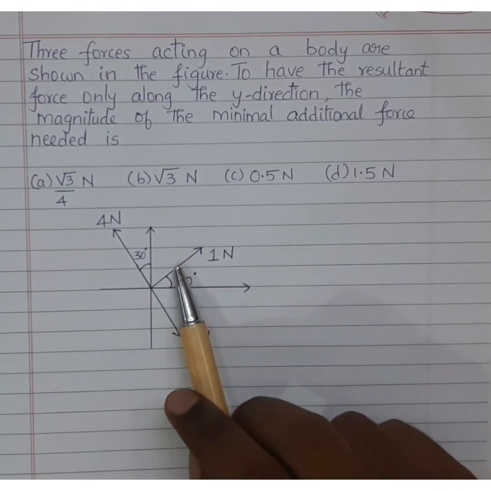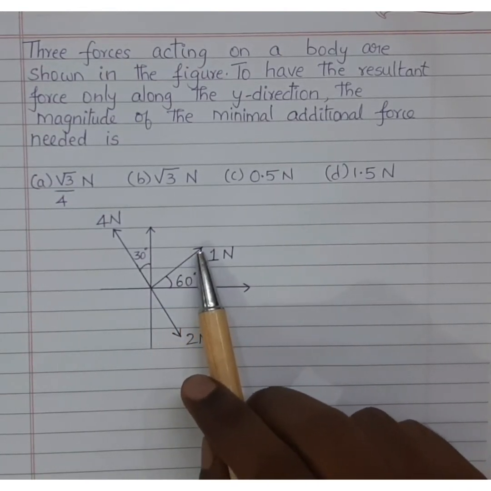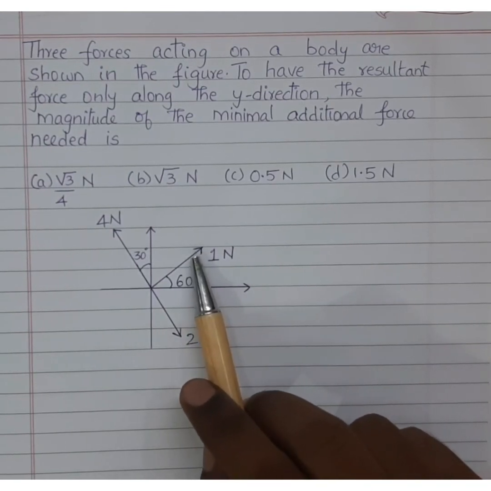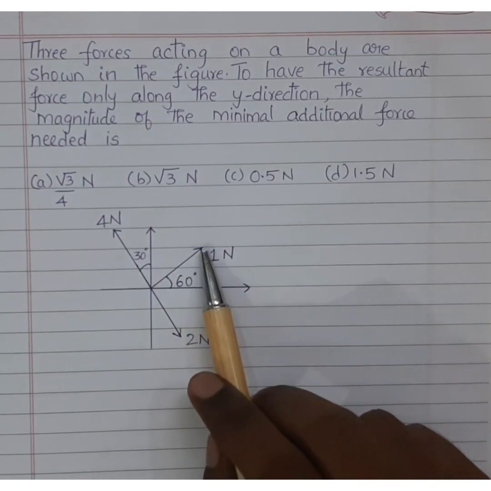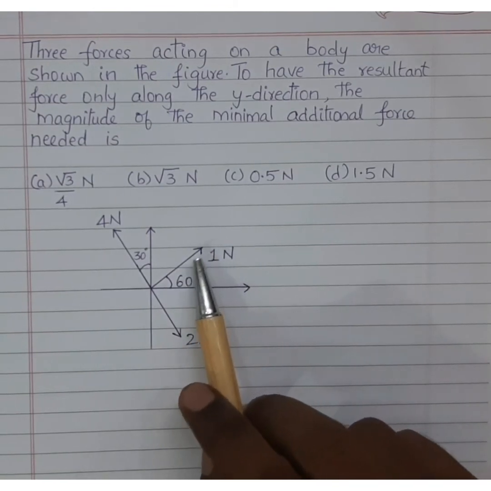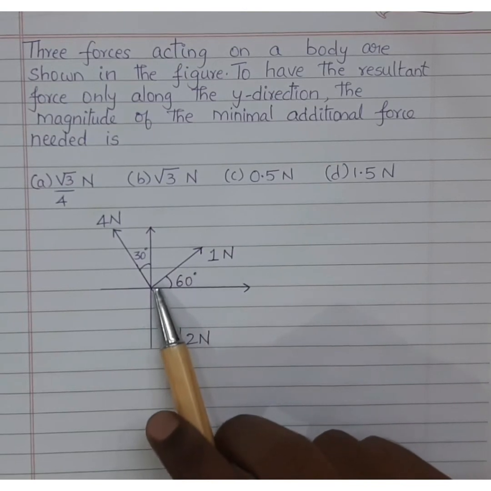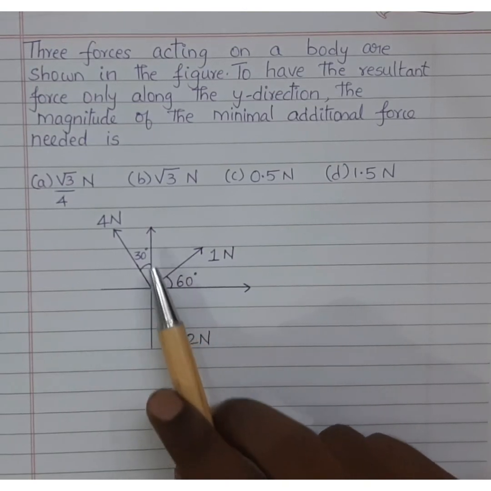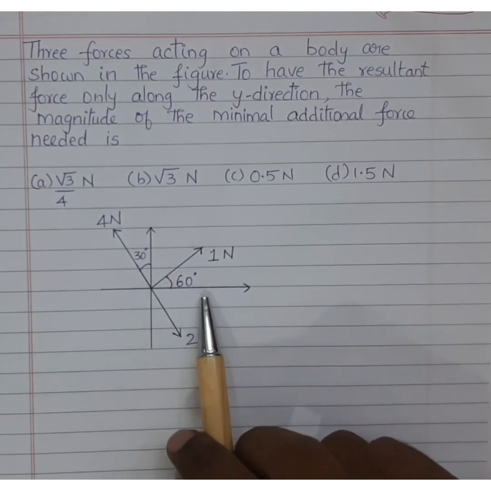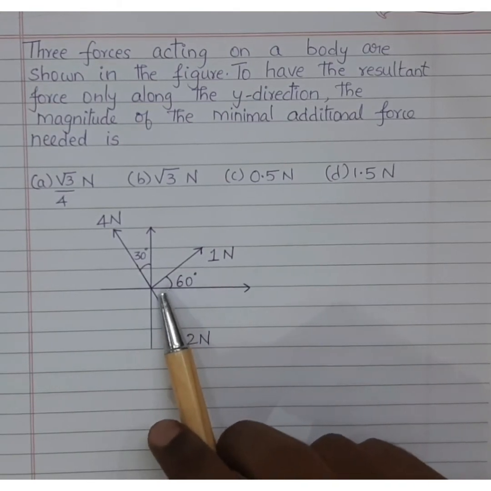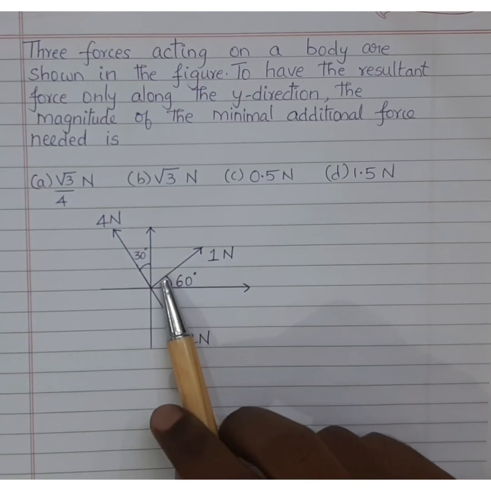Before starting this sum, we will just understand what is meant by sigma Fx and sigma Fy. In the previous sums, we have found sigma Fx and sigma Fy, right? If you resolve the resultant into its horizontal component and vertical component, I will get sigma Fx and sigma Fy. That is, sigma Fx is the horizontal component of the resultant force, and sigma Fy is the vertical component of the resultant force.